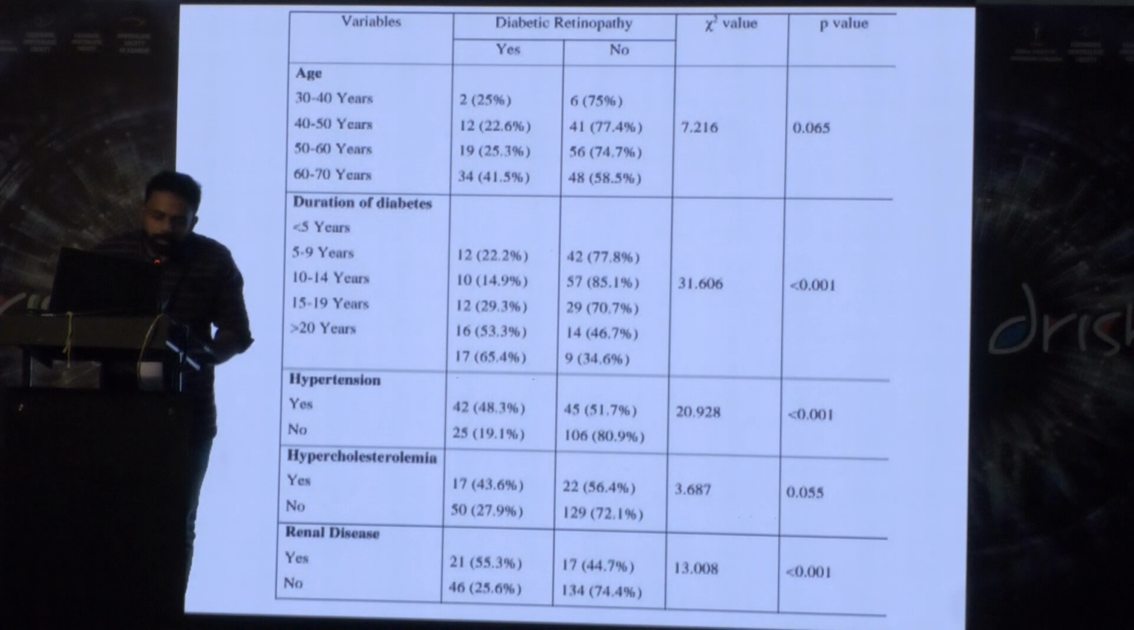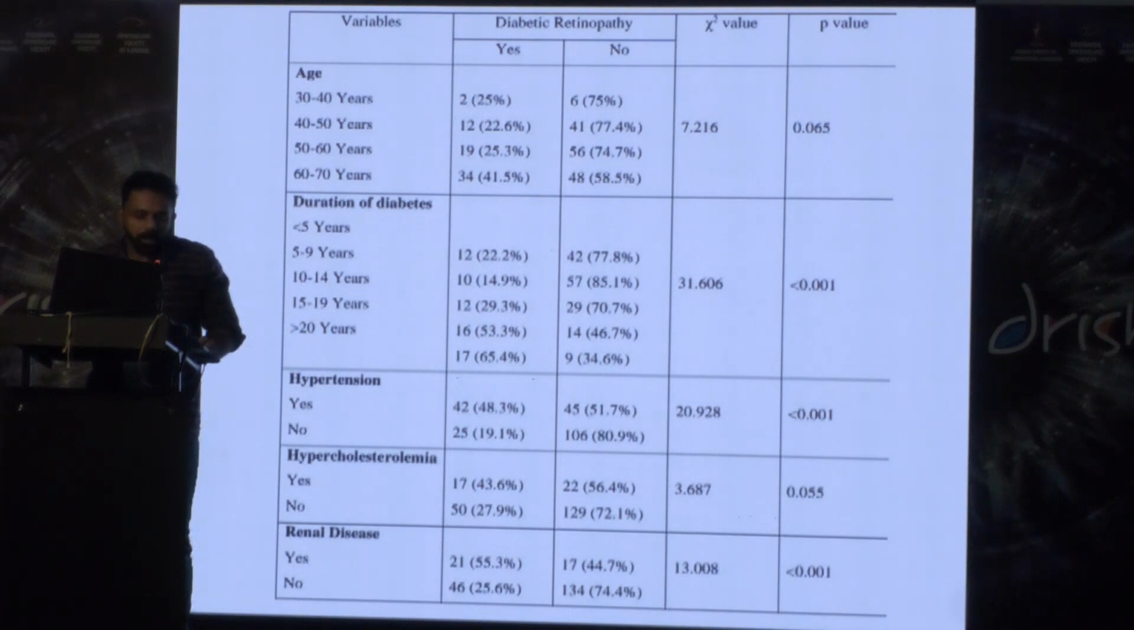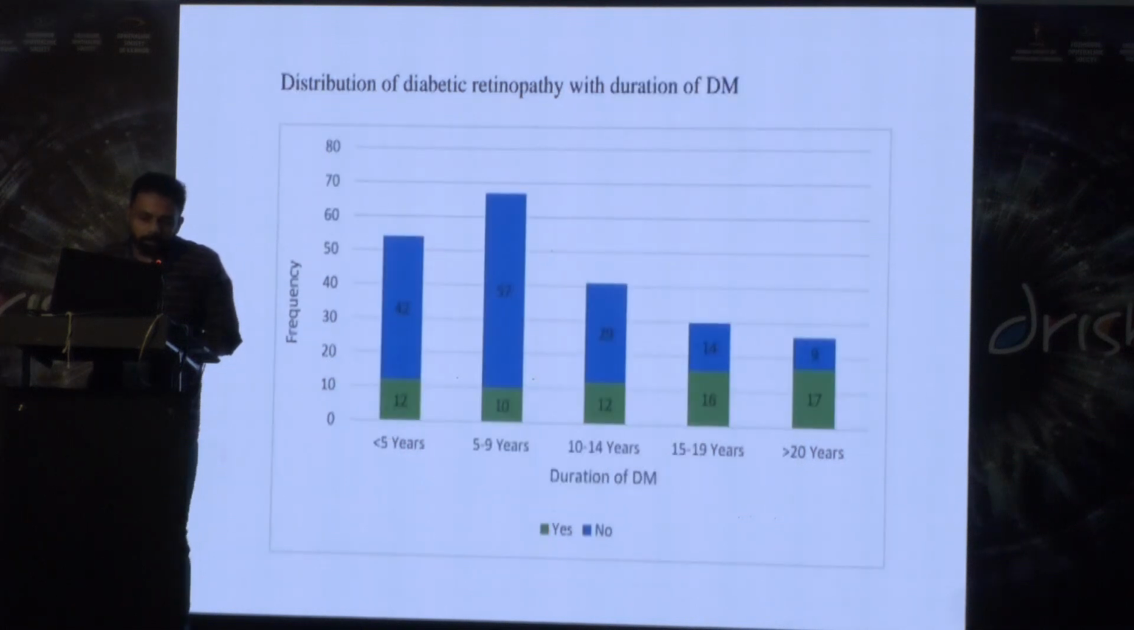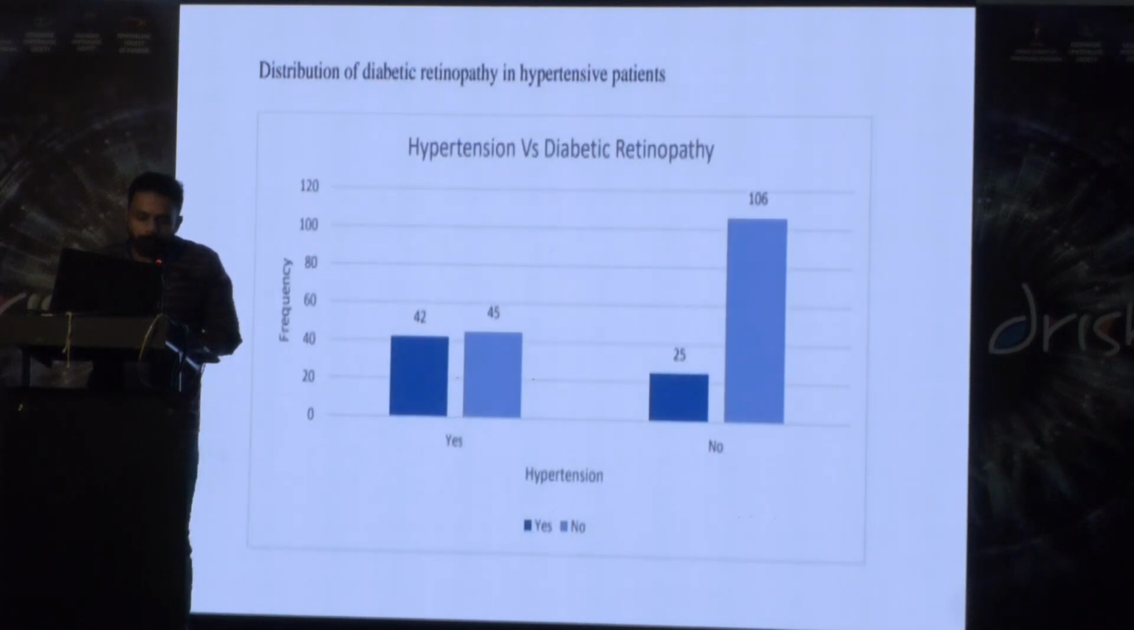Results: it was found that a statistically significant association was found between duration of diabetes, hypertension and renal disease, while no statistically significant association was found with hypercholesterolemia. And this is the distribution of diabetic retinopathy among different age groups. This is the distribution of diabetic retinopathy with duration of diabetes mellitus, which shows that the maximum frequency is seen in patients of more than 20 years.